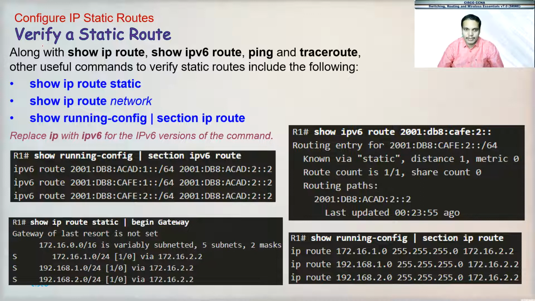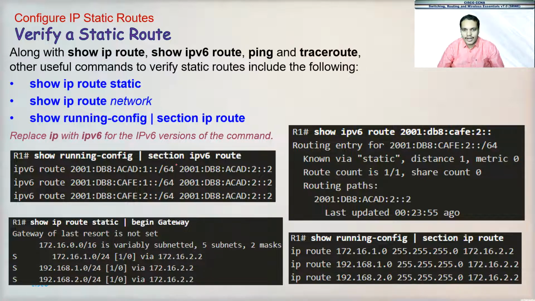I am showing you some examples of how we use the show commands to verify whether everything is working fine or not, whether there are any errors, or even for troubleshooting. The most commonly used one is show ip route static. If I type in show ip route static | begin gateway, it shows that the gateway of last resort is not set, and that there are 3 static routes, marked S.